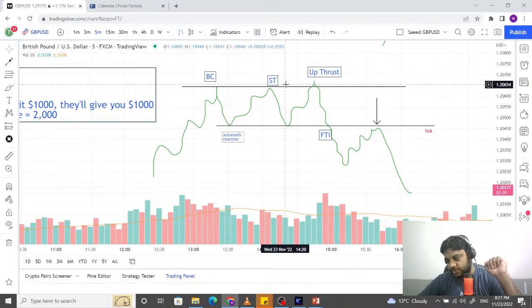It seems news matters most in short time frames. It matters the most in 1 minute and 3 minute time frame. So if you want to be a news trader, you need to practice a lot to become a news trader in the long run.